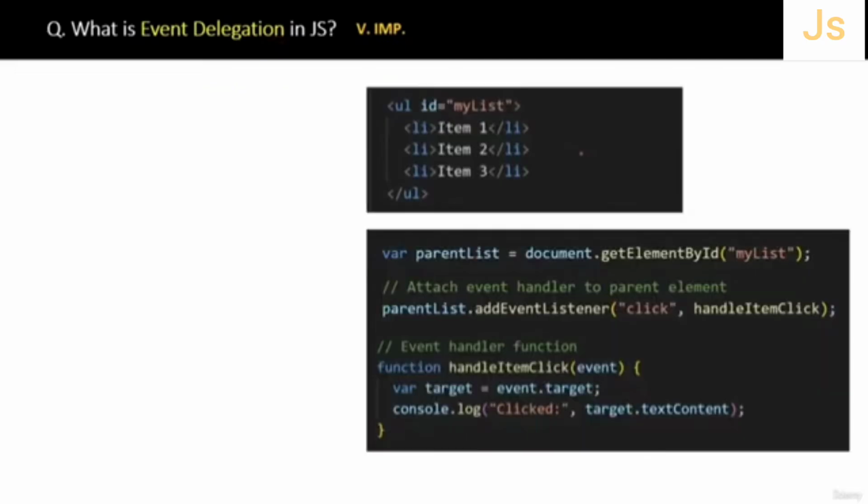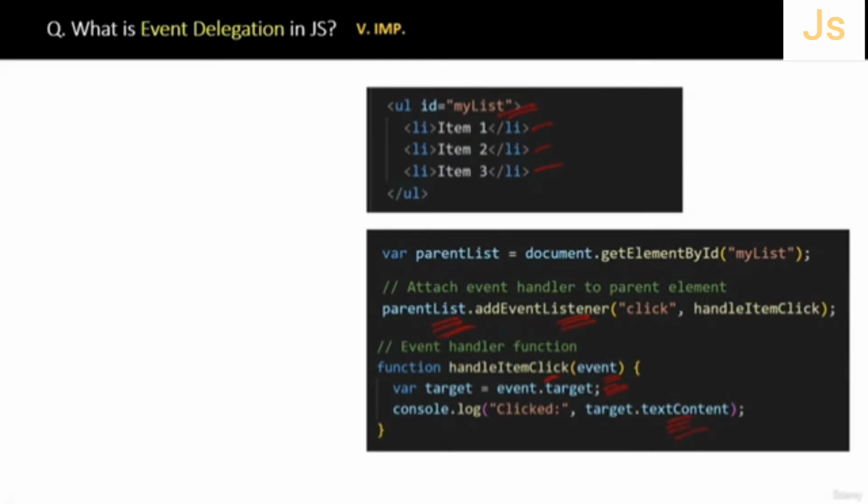If I show you the code, here is the parent list, my list, with the child items. Then you can see we are only attaching the event handler to the parent element. No event handler for any child element. And inside the function body, we are using the event object to log the target element's text content. So that's how we are getting the element information, by using the event object, right?